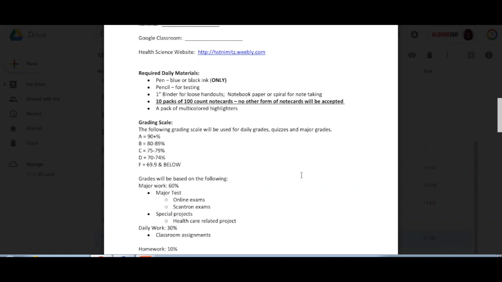A great deal is at the dollar store. 1 pack of 100 for $1. So $10 will get you your note cards.